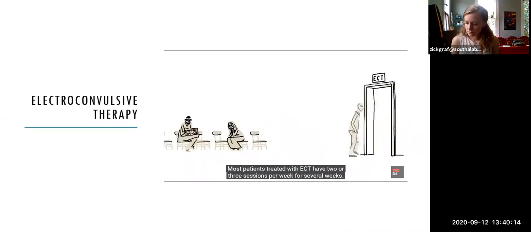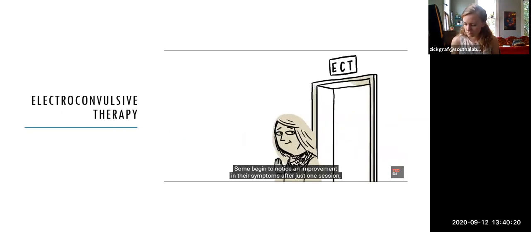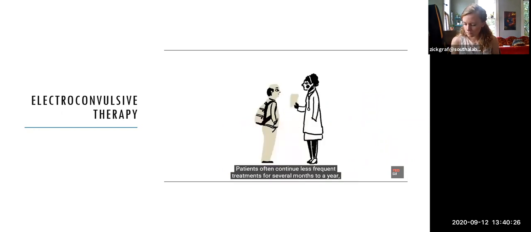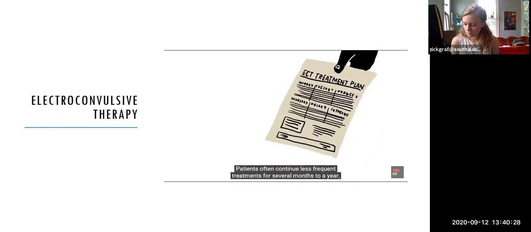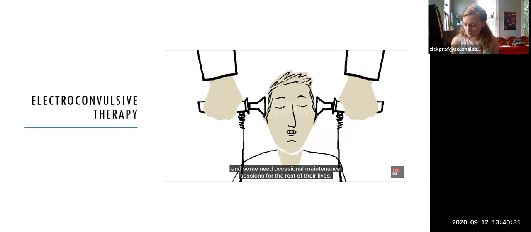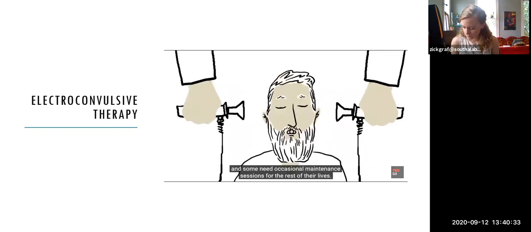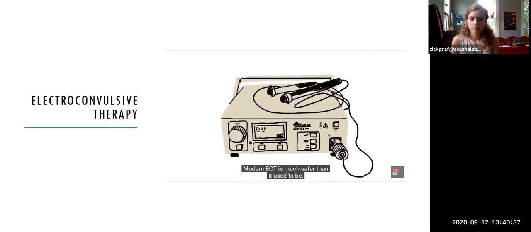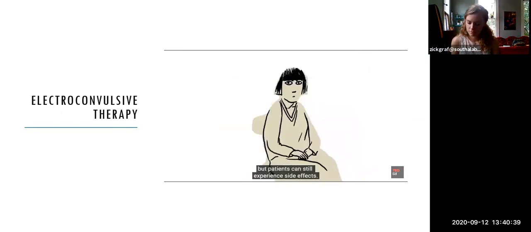Most patients treated with ECT have 2 or 3 sessions per week for several weeks. Some begin to notice an improvement in their symptoms after just 1 session, while others take longer to respond. Patients often continue less frequent treatments for several months to a year, and some need occasional maintenance sessions for the rest of their lives. Modern ECT is much safer than it used to be, but patients can still experience side effects.